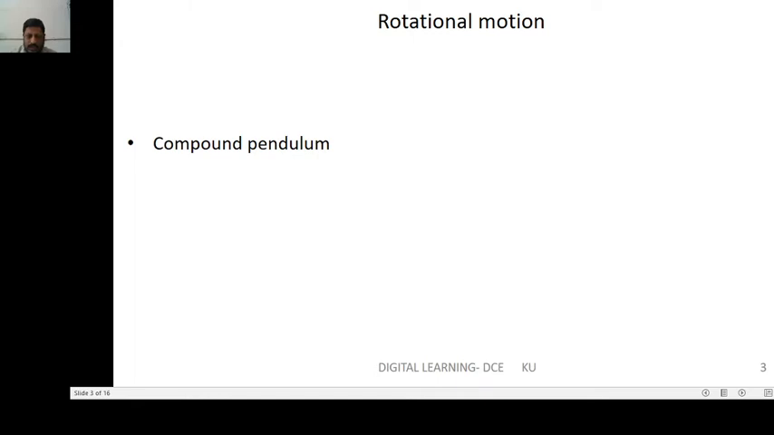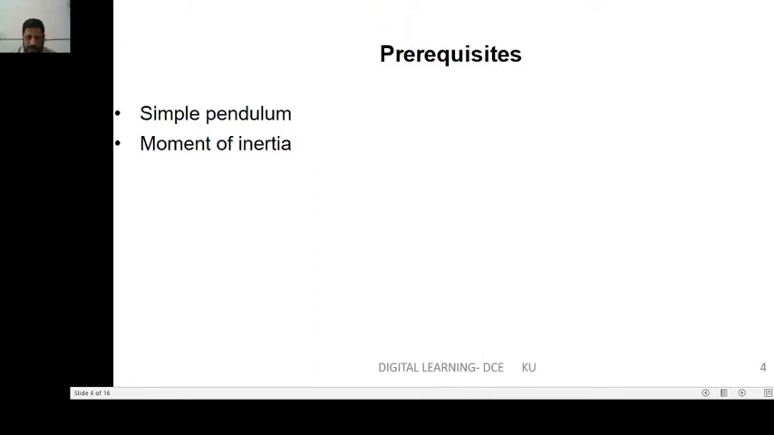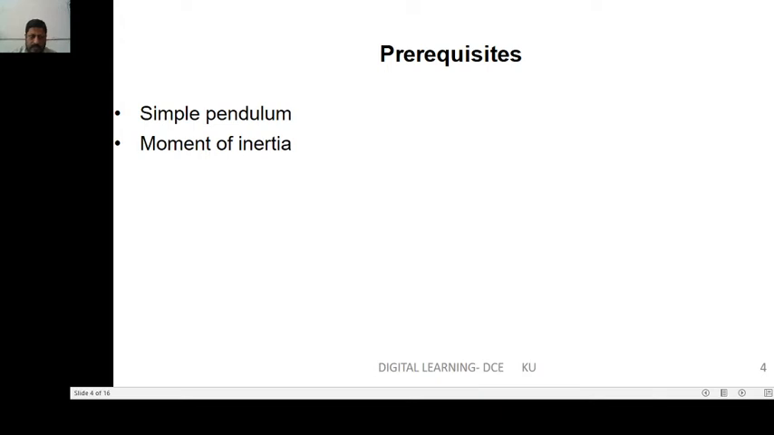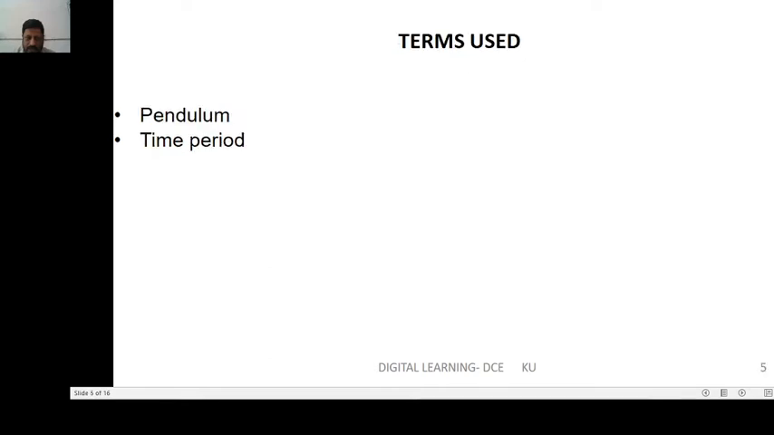Now in this chapter, rotational motion, the period of oscillation of the compound pendulum is studied. For that we need the basic definition like moment of inertia. As we have discussed in the previous sessions, moment of inertia is defined as the product of mass of the body and the square of its distance from the axis of rotation.